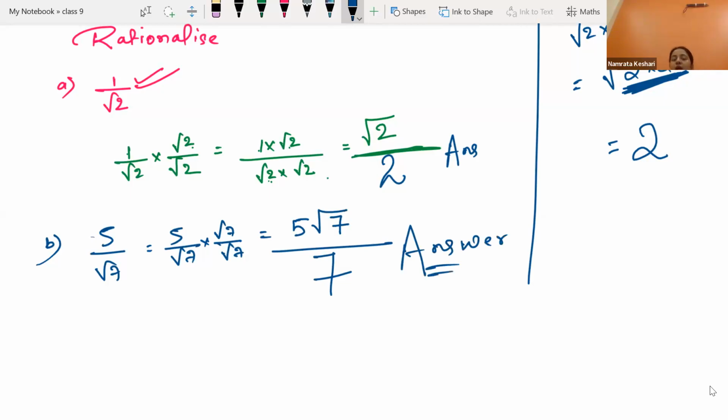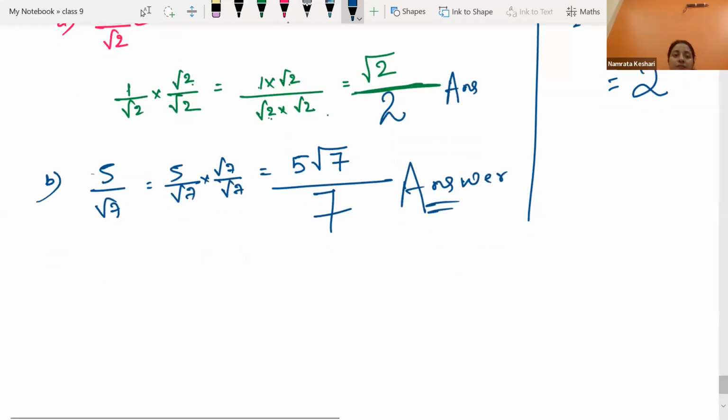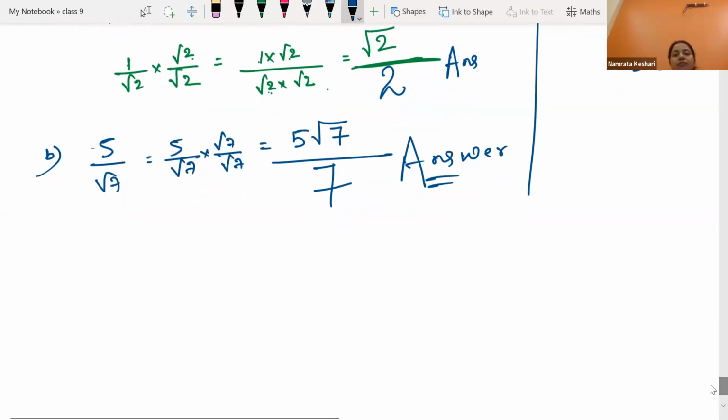So if these types of examples are clear to you, then we can move to the next part. Let's see the next part. LF, are you getting it? Yes, ma'am. Are you getting it? Can you do it, LF?